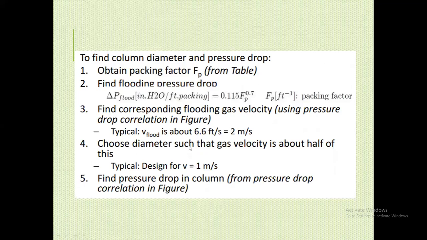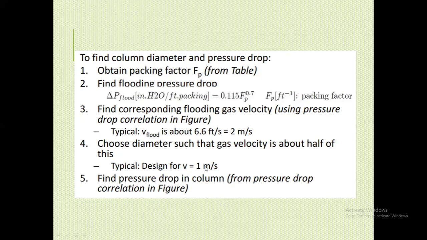So choose diameter such that gas velocity is about half of this. In our case, we're going to use the 60%. This is even more safe. This is safer. Half lang din siya, 50% of the computed flooding velocity at flooded condition. But we'll use John Copley's illustrations wherein he's using 60% of the velocity at flooding. Okay, so the typical design for your column, that way it will not be flooded.